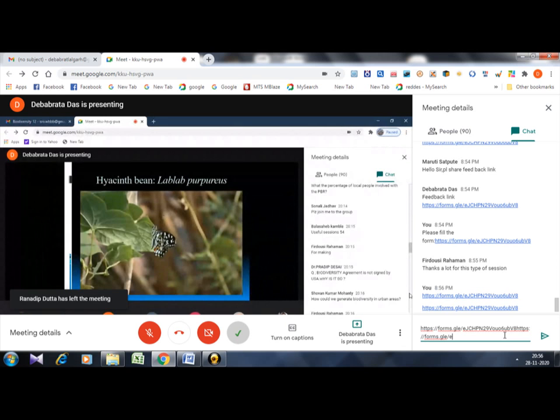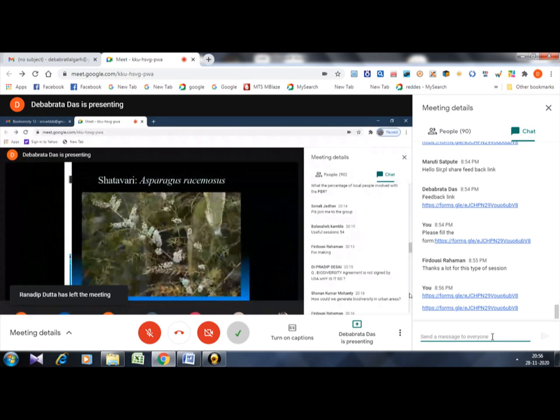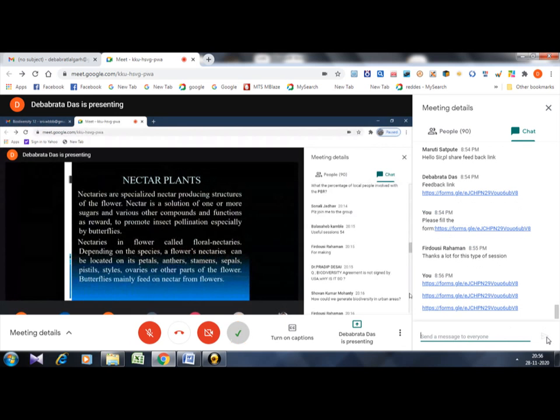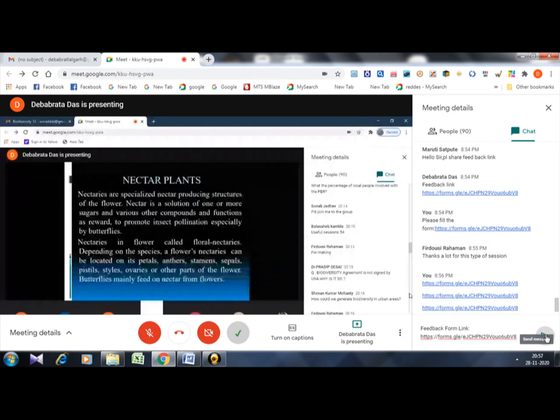Then Shatavari, Asparagus racemosus. Now we come to nectar plants. But before coming to nectar plants, you saw how many plants I showed you. Many of them were vegetable plants also. Some of them were vegetable plants, some were food plants, some were wild plants. So this shows that the diversity of these plants is so much. Butterflies like to feed upon or forage on such a variety of plants.